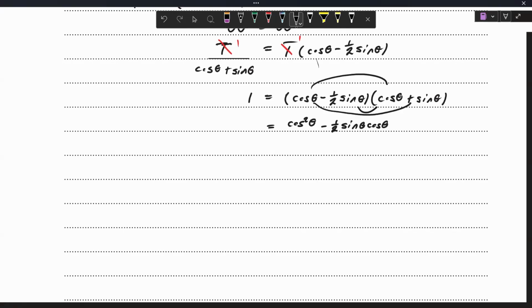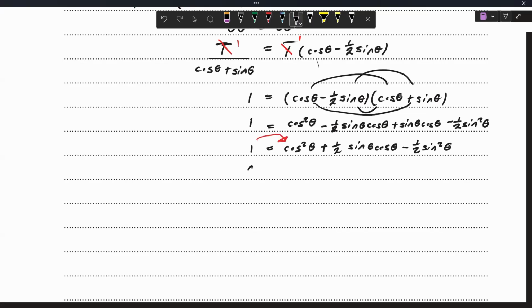And here we get plus sine theta cos theta, and that's going to be minus a half of sine squared theta. So this is what we have, and it's all equal to 1. So essentially, we have 1 being equal to cos squared theta, plus a half of sine theta cos theta, and minus a half of sine squared theta. So we can move the 1 to the right. So we are left with 0. So 0 is equal to, and the 1 becomes a minus 1. So we now have cos squared theta plus a half sine theta cos theta minus a half sine squared theta, and it's now minus 1.